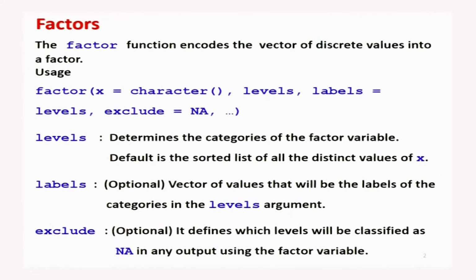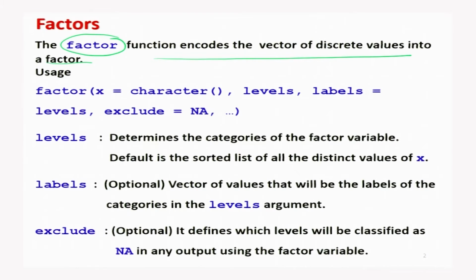You can recall that in the last lecture we had learnt about the command factor, F-A-C-T-O-R, all in lowercase, and this factor function encodes a vector of discrete values into a factor. Factor means, in very simple language, a categorical variable. For example, if a student has to be classified as male or female, suppose male takes value 1 and female takes value 0. Then the data will look like 1, 0, 0, 1, etc., where 1 means male and 0 means female.